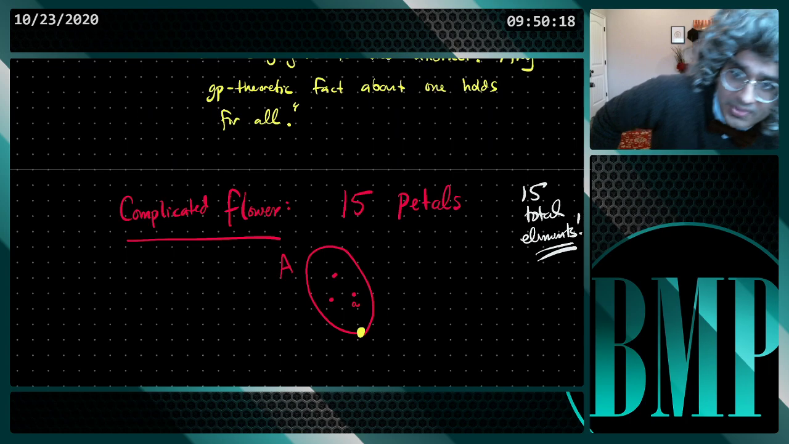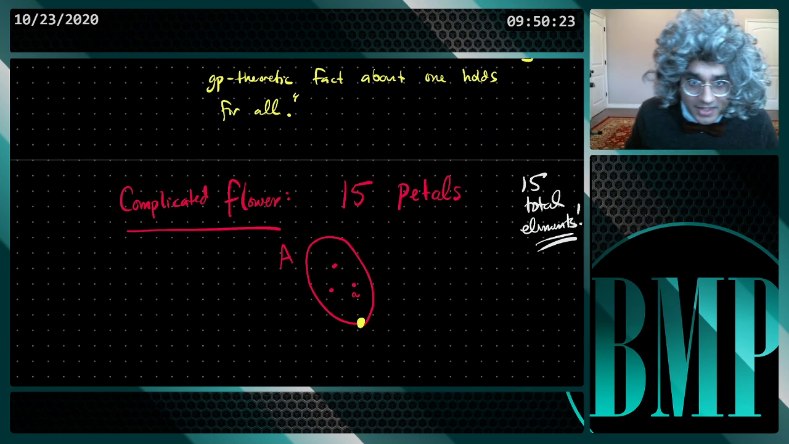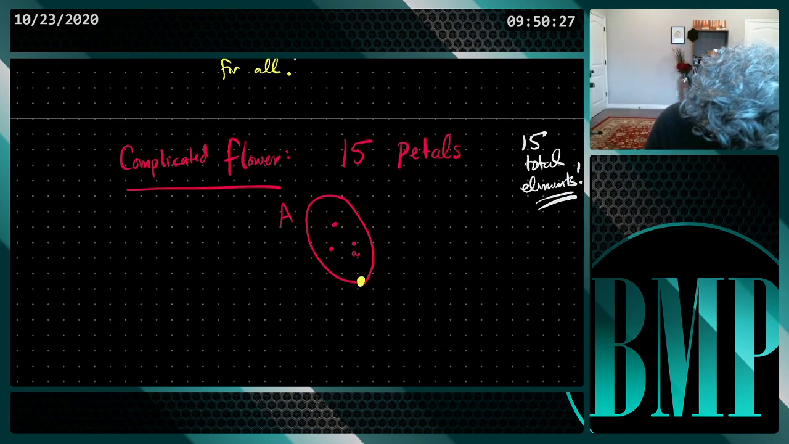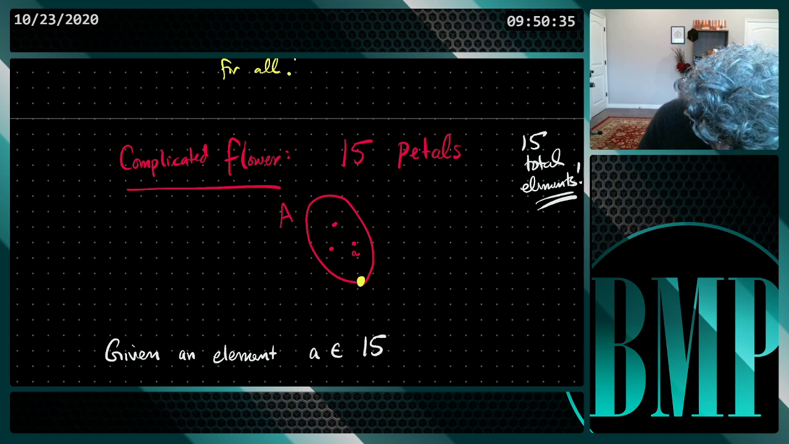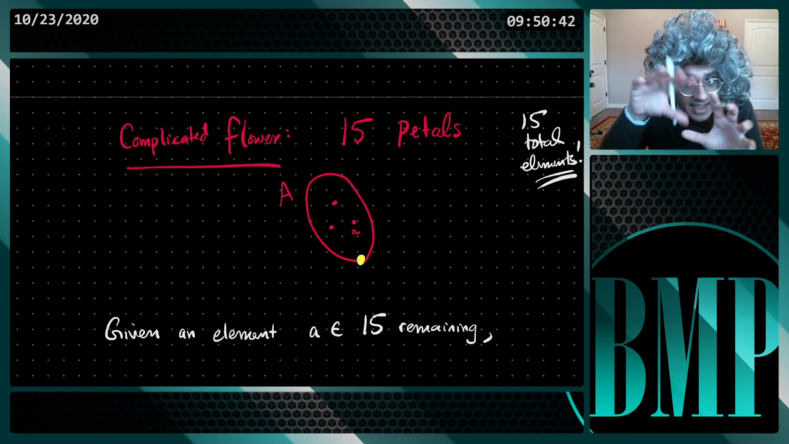So there's got to be a lot of overlapping happening. So let's ask the following question. Given an element in the set of 15 remaining, how many Sylow 2 subgroups contain it?